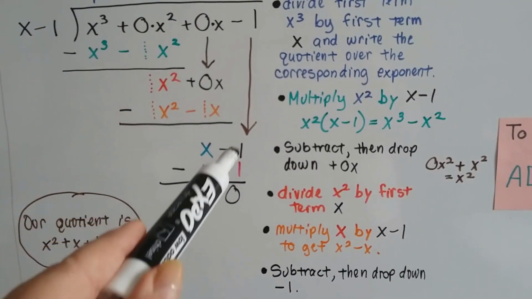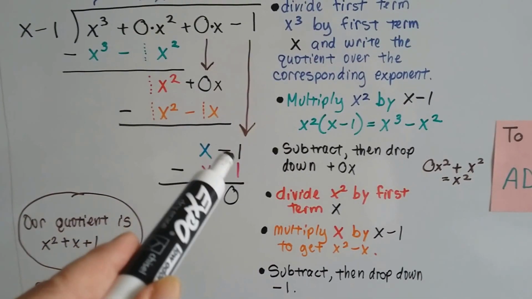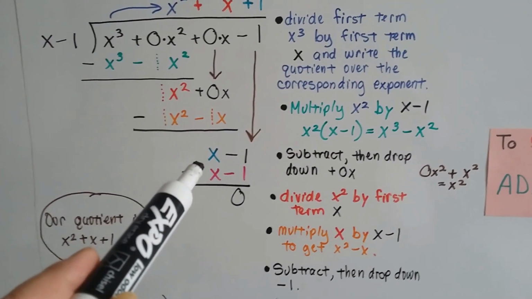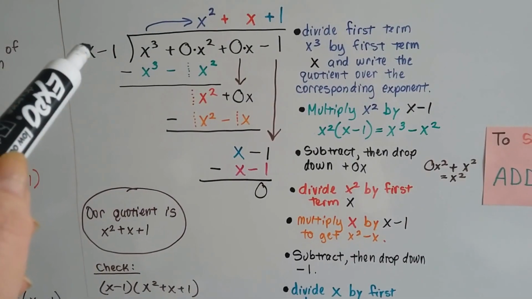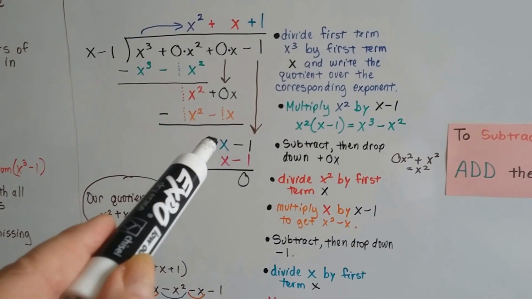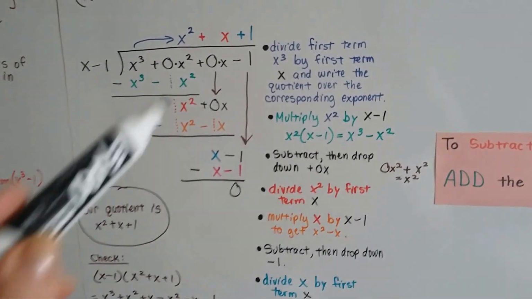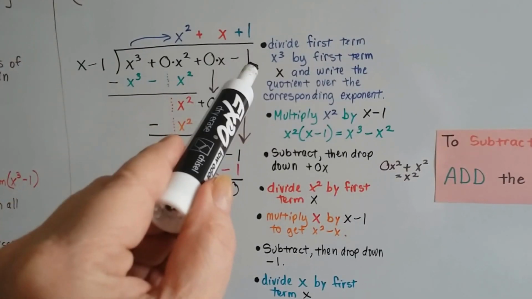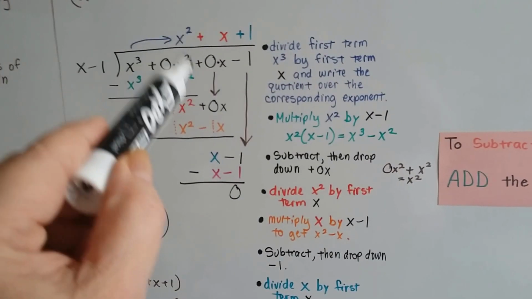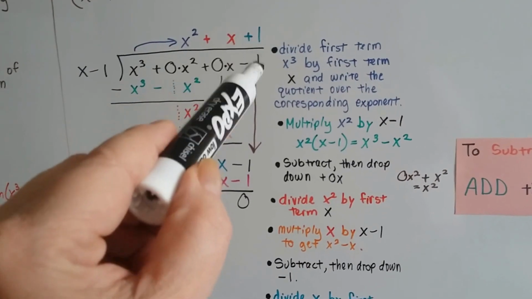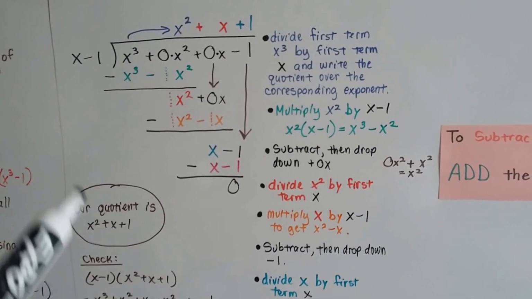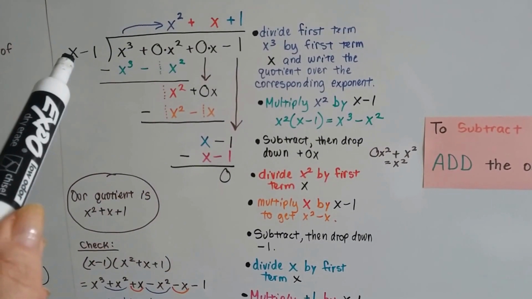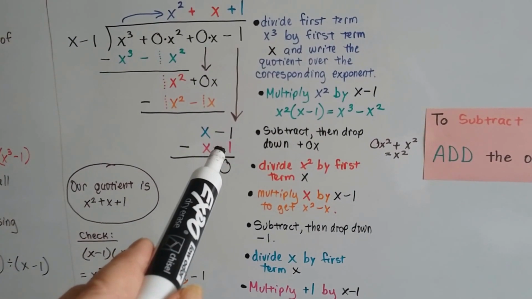Now it's this negative 1's turn to drop down, and we have x minus 1. And we say, how many times can this first term x fit into that blue x? 1 time. So we put our 1 up here above the constant. See? We've got our x squares lined up, we got our x lined up, and we got our constant lined up. See that? And when we multiply 1 times x minus 1, we get x minus 1.